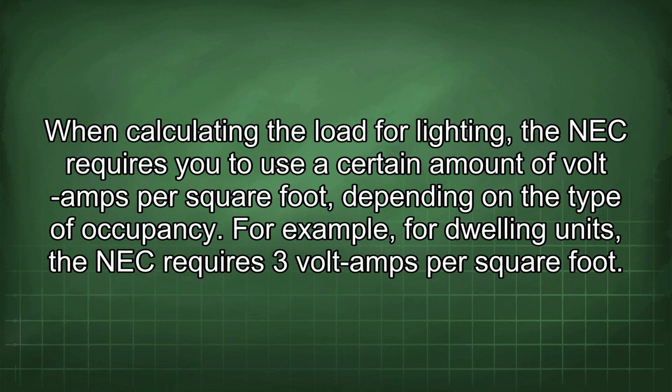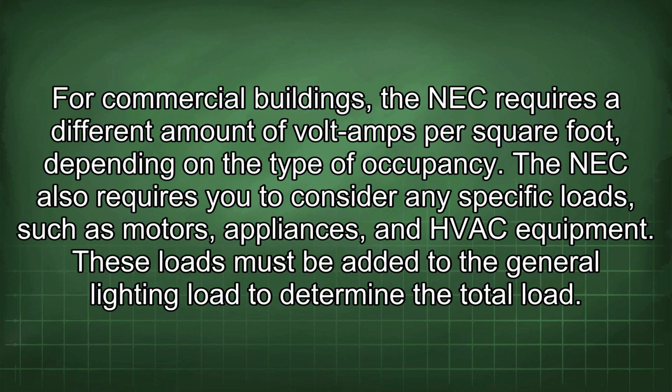When calculating the load for lighting, the NEC requires you to use a certain amount of volt-amps per square foot, depending on the type of occupancy. For example, for dwelling units, the NEC requires 3 volt-amps per square foot. For commercial buildings, the NEC requires a different amount of volt-amps per square foot, depending on the type of occupancy. The NEC also requires you to consider any specific loads, such as motors, appliances, and HVAC equipment. These loads must be added to the general lighting load to determine the total load.